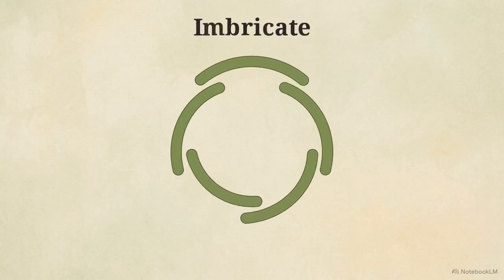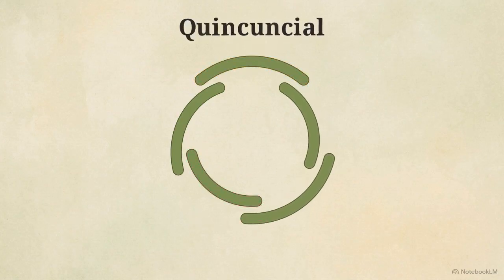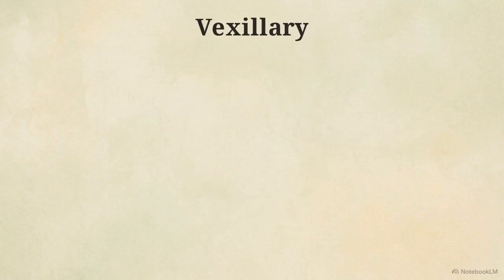Imbricate aestivation features an irregular overlap. Out of 5 petals, 1 is completely external, 1 is completely internal, and the other 3 are partially overlapped. This is the standard for cassia and gulmohor. Quinquecostate aestivation is a more specialized subtype. Here, 2 petals are completely external, 2 are completely internal, and only 1 is mixed. You will see this when examining a guava flower.